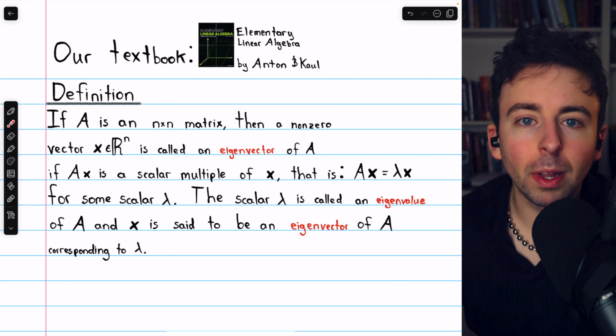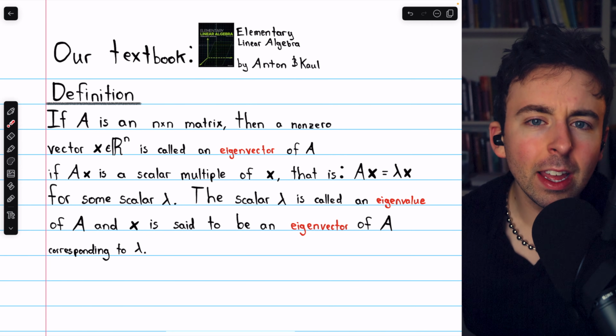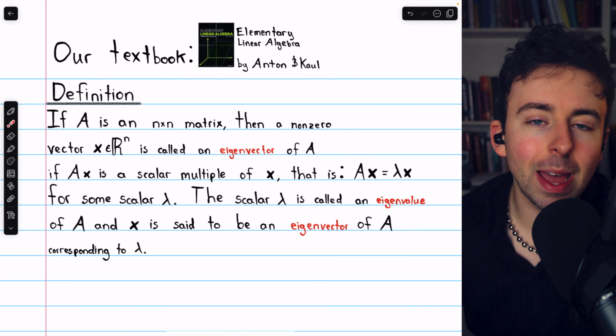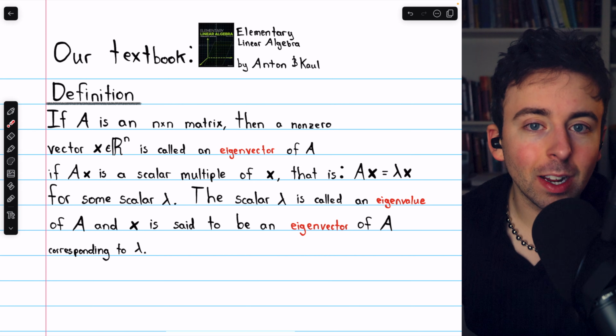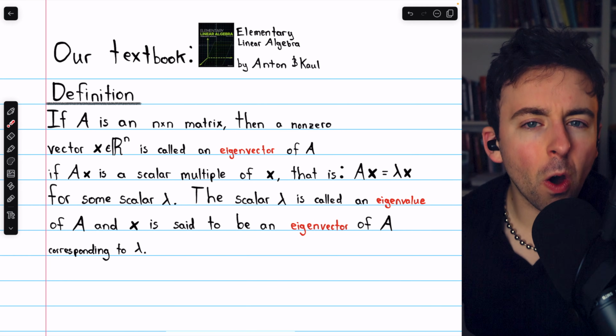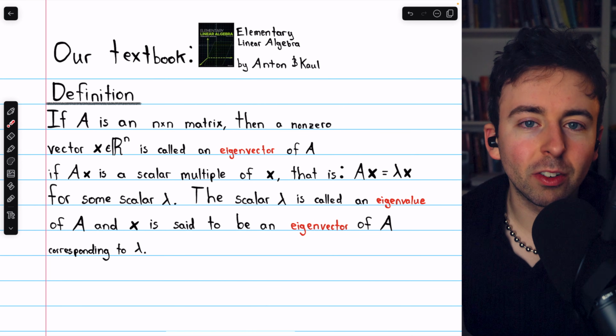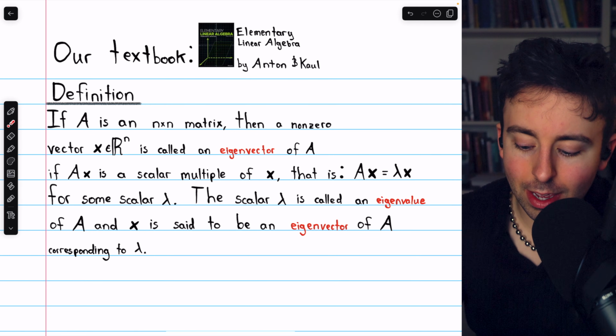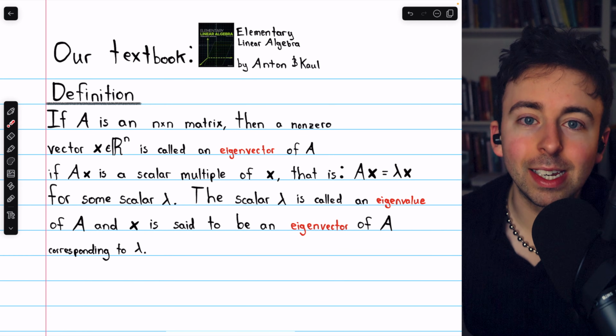In general, multiplying a vector x by a matrix A could transform it in all sorts of ways, usually changing the direction and the magnitude. But an eigenvector has the interesting property that only its magnitude is changed, with also the possibility that it flips direction if the lambda value happens to be negative.